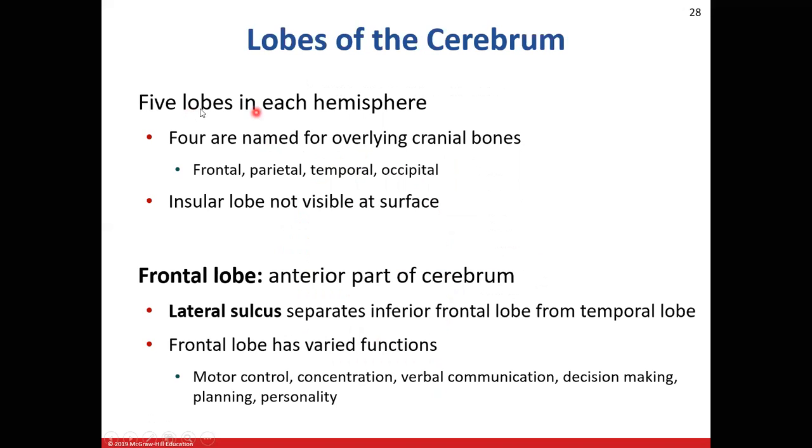Again, we have our 5 lobes, 4 named for the overlying cranial bones: the frontal, parietal, temporal, and occipital. And the insular lobe is not visible at the surface because we basically have to pull it back in order to see it. The frontal lobe is the anterior part of the cerebrum. It contains the lateral sulcus, and it separates the inferior frontal lobe from the temporal lobe.